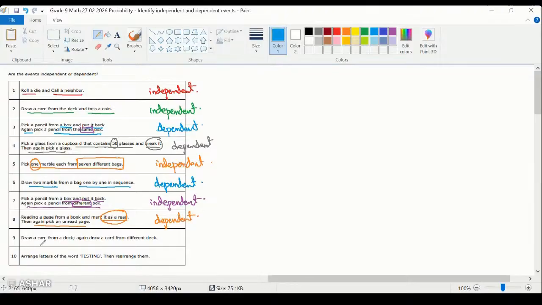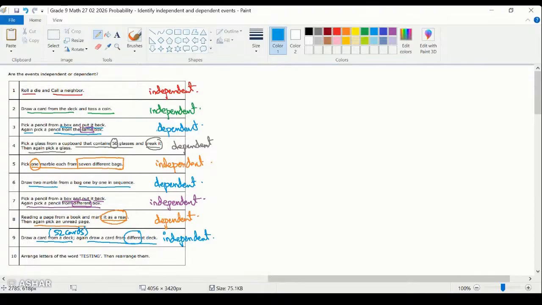Draw a card from a deck. A deck has 52 cards. Again, draw a card from a different deck. It says a different deck, so there would be independent events. If we were selecting 2 cards from the same deck, it would be a dependent event, right? But if you are selecting 2 cards from 2 different decks, those are independent events.